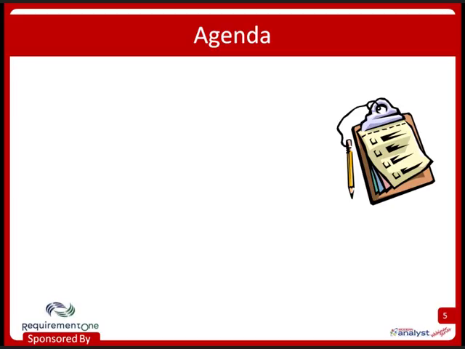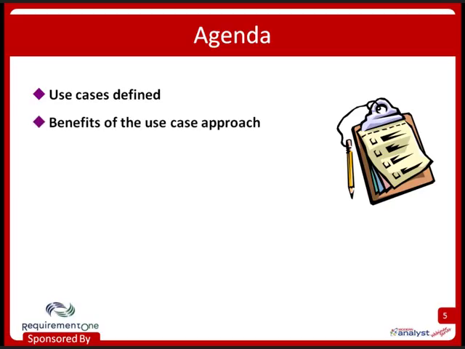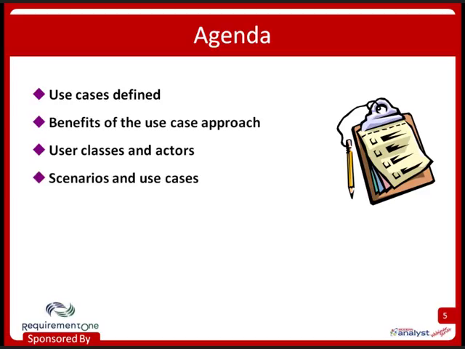So these are the topics that we'll be covering in this webinar. First, we'll start with a definition, kind of let you know what, at least how I think about use cases and how that fits into an overall model of different kinds of requirements information. I'll share some of the benefits I found of the use case approach and why I have really felt that this is an effective technique for many kinds of projects, but not all projects, and I think that's important to keep in mind. I'll talk a little about the relationship between user classes and actors, two related but not identical ideas, and similarly how scenarios and use cases fit together.